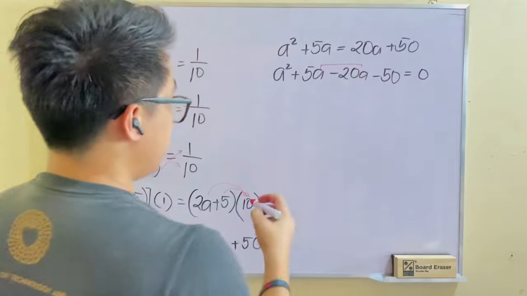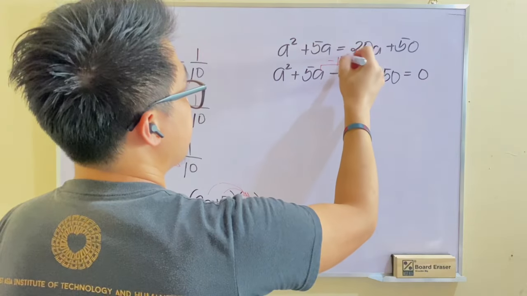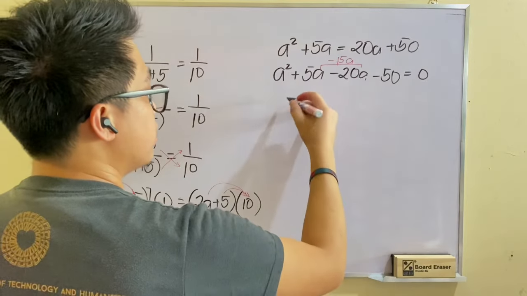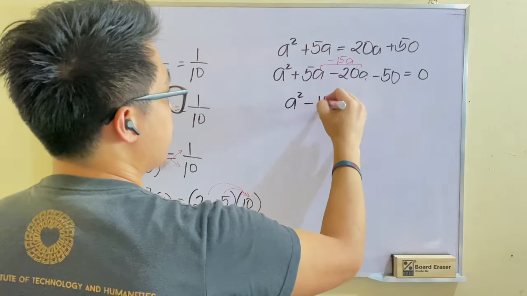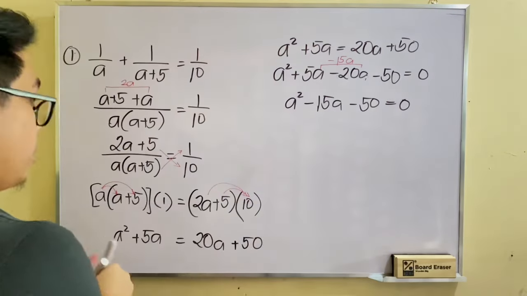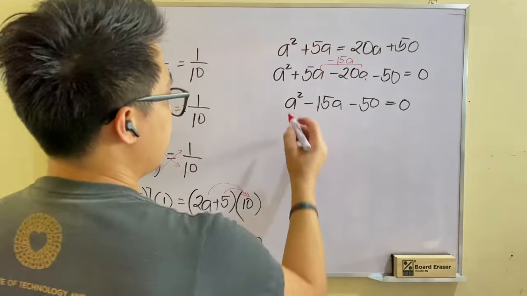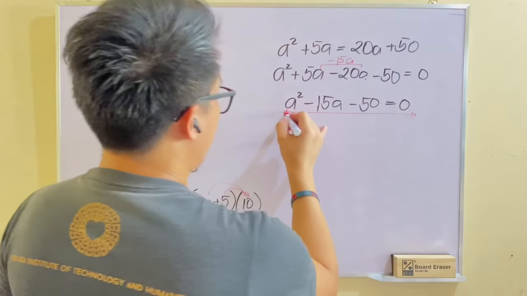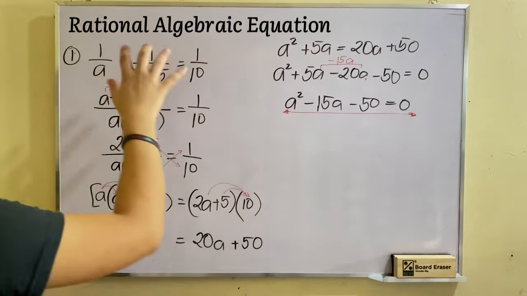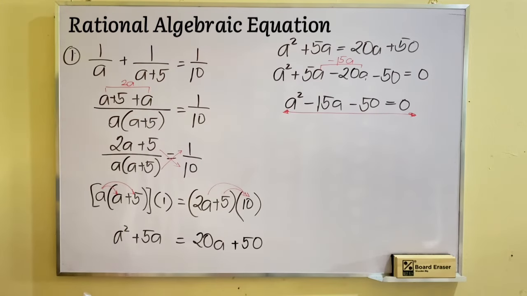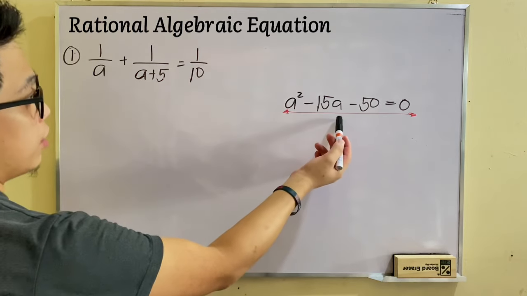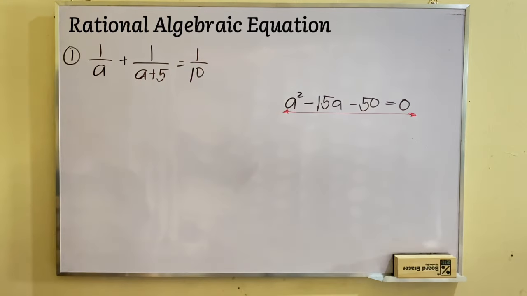5a minus 20a is negative 15a. So, ang matitira sa equation natin is a squared minus 15a minus 50 is equal to 0. Ito na ngayon ang ating quadratic equation. Ang quadratic equation na ito is the conversion from the rational algebraic equation na given. Okay, so yung quadratic equation natin na nakuha is equivalent lang dito sa rational algebraic equation natin.